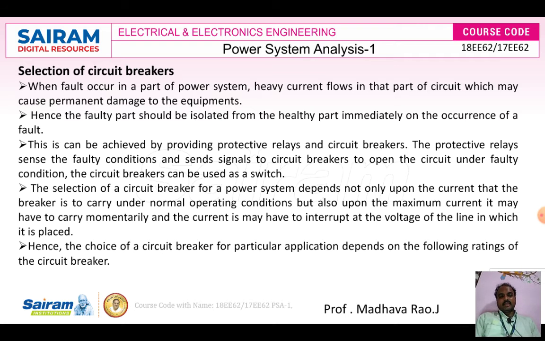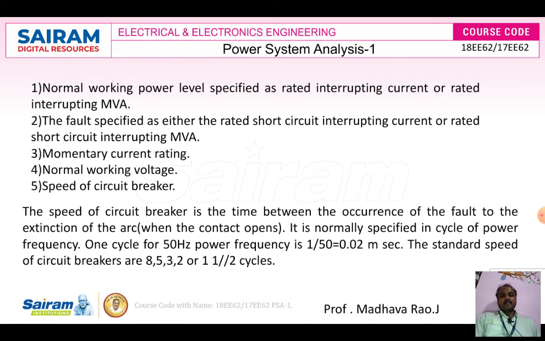So now we will have some different points to select the circuit breaker. The first point: normal working power level, specified as rated interrupting current or rated interrupting MVA. So based on the interrupting current and the MVA rating, we need to select.